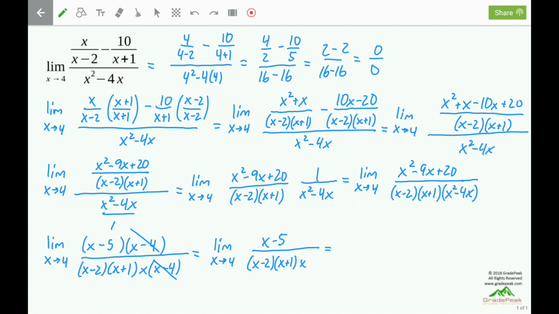And we can now plug the 4 in. That will give us 4 minus 5 over 4 minus 2 times 4 plus 1 times a 4. In the numerator, 4 minus 5 is a negative 1. In the denominator, 4 minus 2 is a 2. 4 plus 1 is a 5 times a 4. 2 times 5 is a 10. 10 times the 4 is a 40. We have a negative 1 over 40.